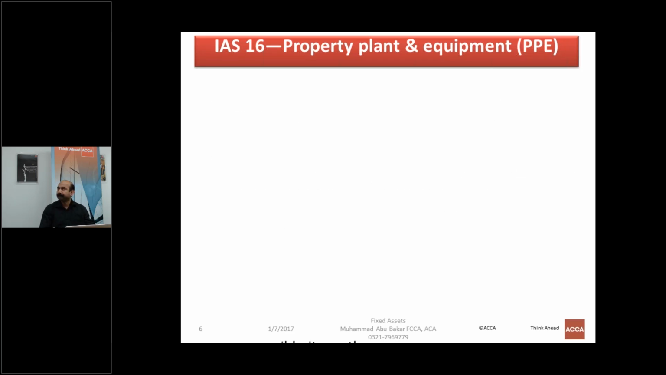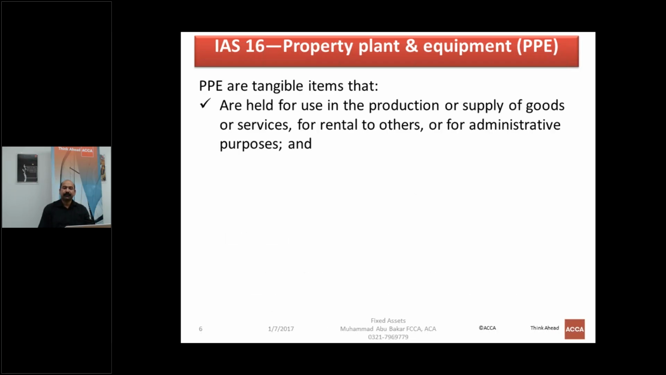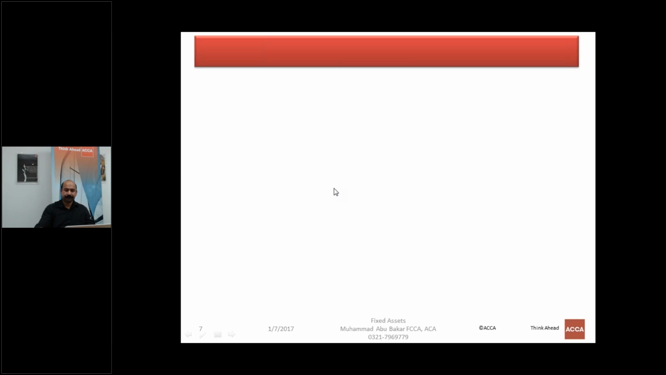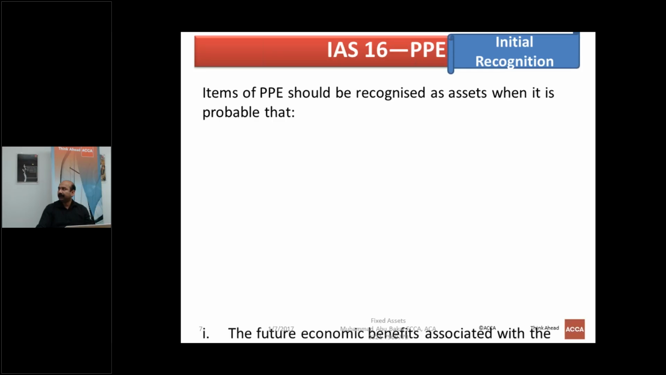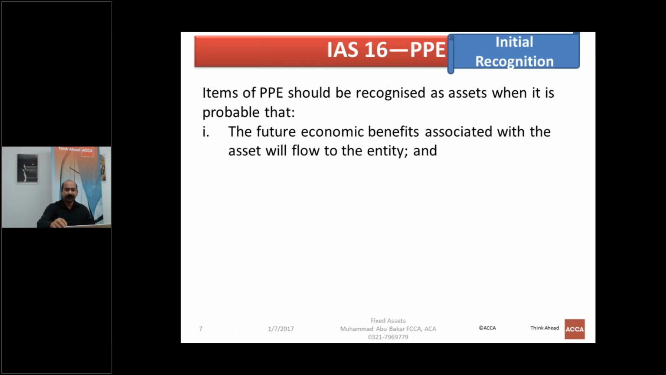Then is property, plant and equipment. We know these are tangible items that are held for use in the production or supply of goods. We have seen this definition earlier in International Accounting Standard 40. Then is recognition, which is the same criteria as we apply to any other asset, as we saw in International Accounting Standard 40. Whenever you want to recognize an asset, these two conditions should be there.